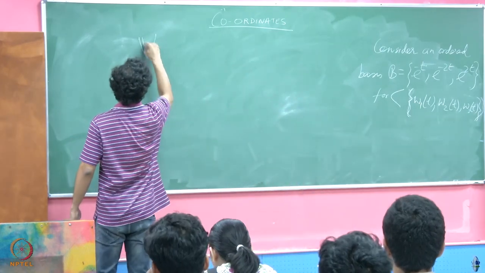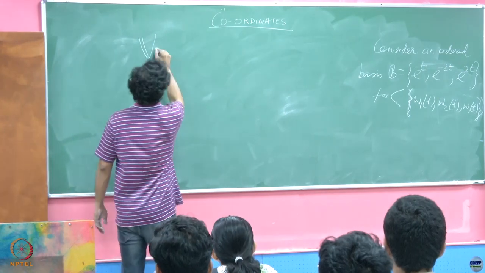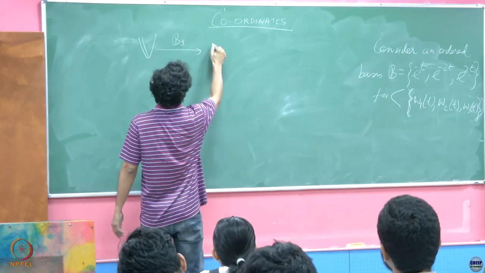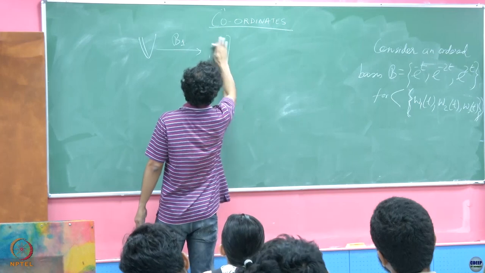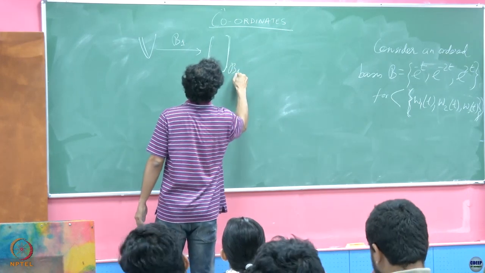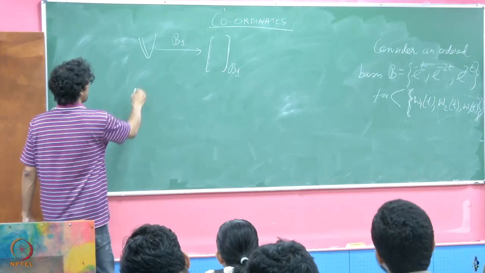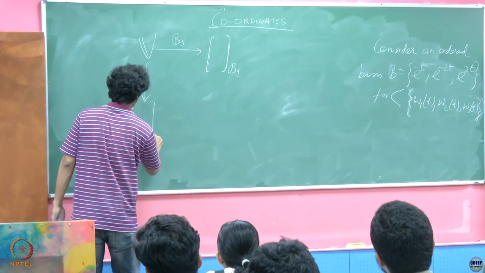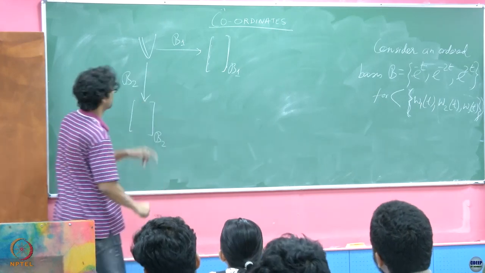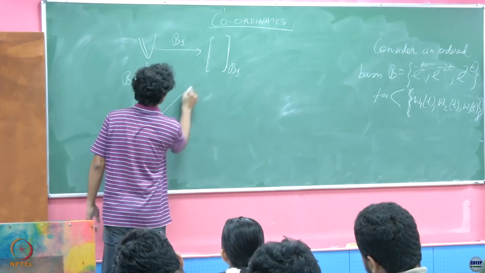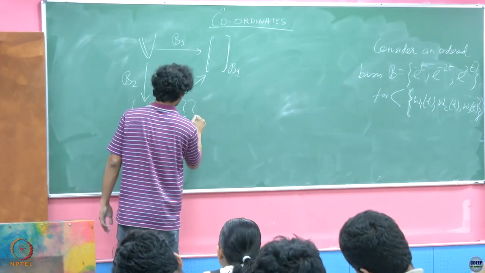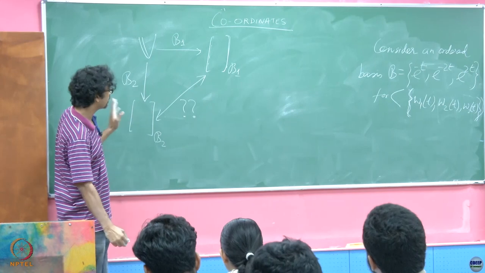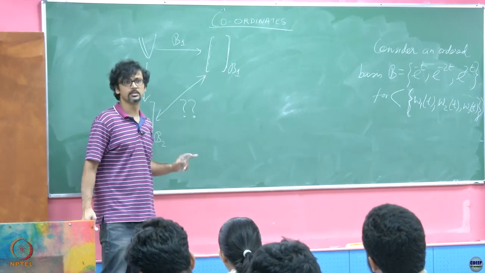So suppose you have this vector space V, and one person, by choosing a particular ordered basis, let's say B1, has given it a particular structure, let's say with respect to B1, all right? And another person, by choosing a second ordered basis, has given it this structure. The link or the connection that we are now trying to establish is between these. So suppose you know B1 and B2. Can you figure out how these two are connected?